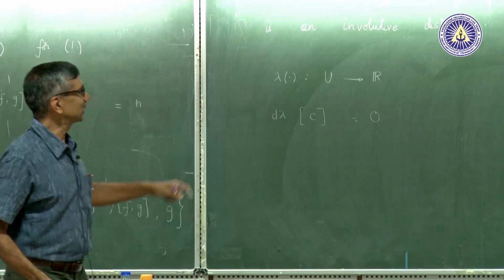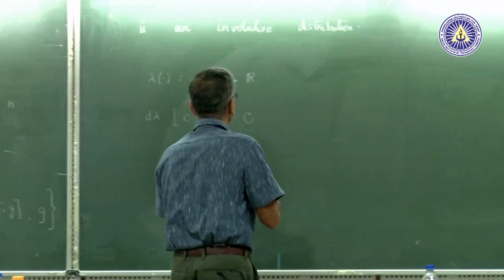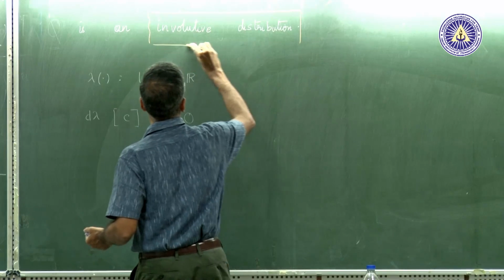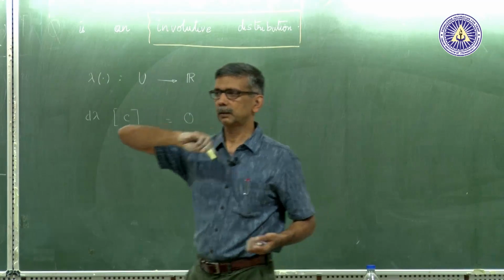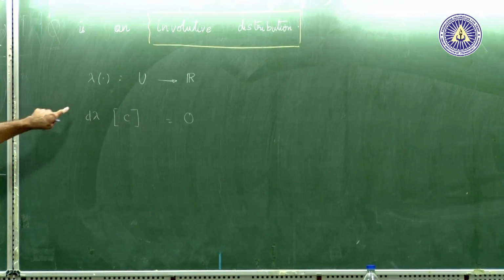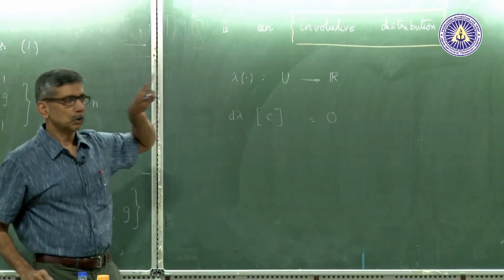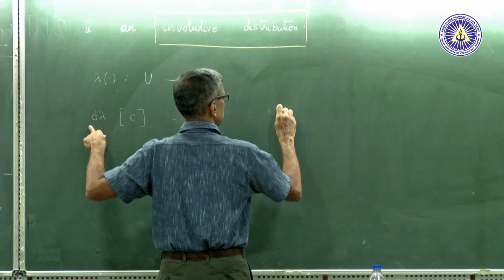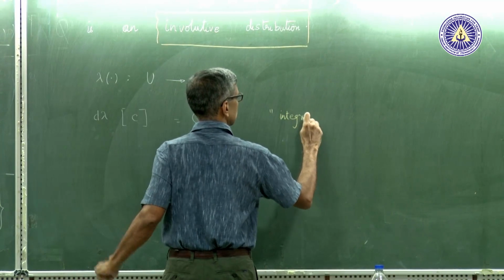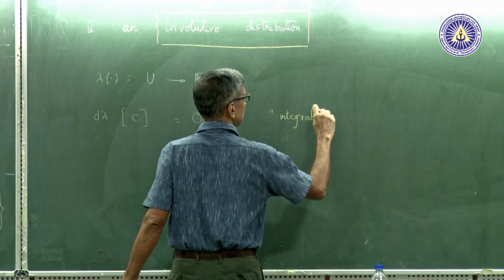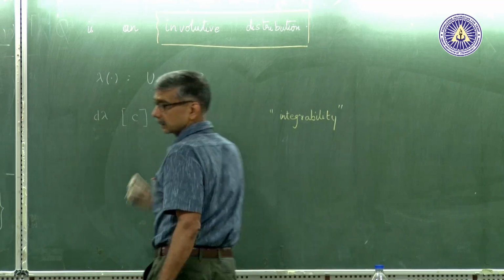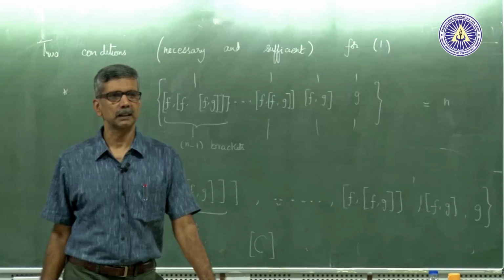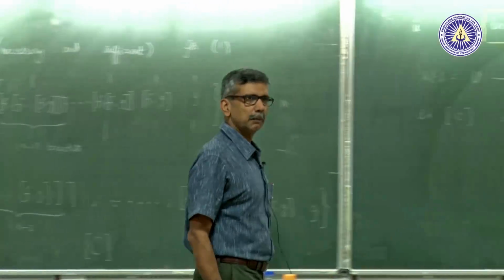So, now let us understand what is the meaning of this involutive distribution. I have said that if you do this, what this means is, this is a condition called integrability of the distribution, if you can find a lambda which satisfies this. But first let us go step by step.